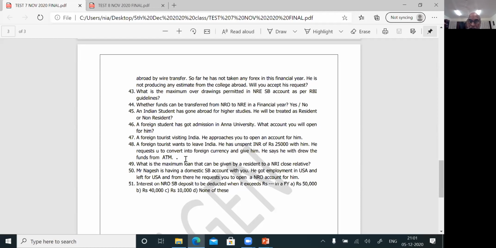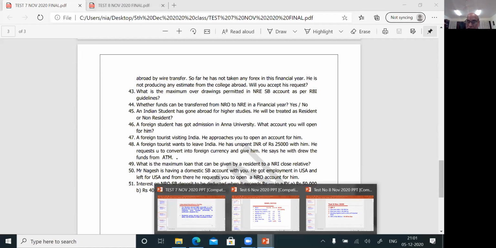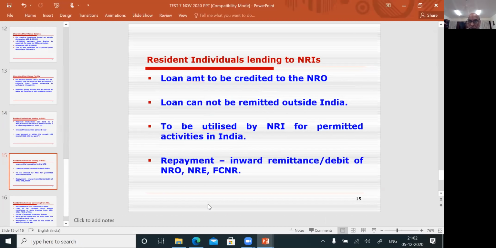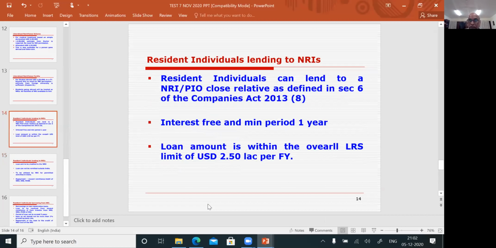Question number 49. What is the maximum loan that can be given by a resident to an NRI close relative? Sir, let us see 2 important slides. Resident individuals lending to NRIs. So we are all resident individuals. Some NRIs are there, and I want to lend money to him. Whether a resident individual can lend money to an NRI? That is a question. If so, what are all the conditions? You should know. If the question asks, you should not miss.